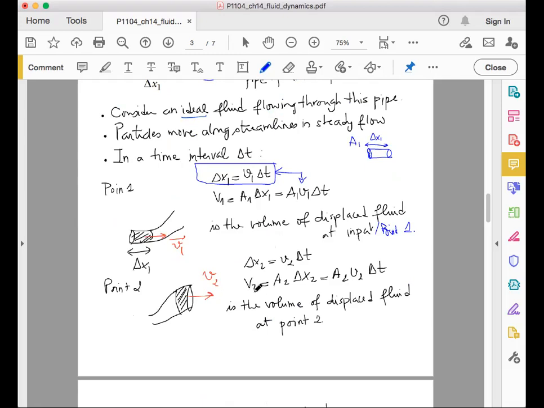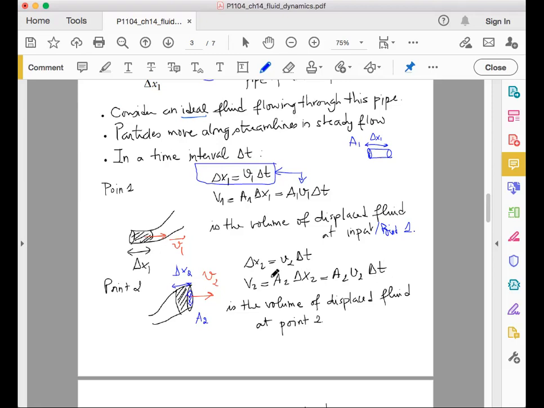The volume is also given the same way. It's the height of this sample, which is given by delta x2, multiplied by the cross-sectional area of this sample, which is here in blue, given by A2. So V2 is equal to A2 times delta x2. Delta x2 is equal to v2 times delta t. So we end up with A2 v2 times delta t, and this represents the volume which has been displaced at point 2.